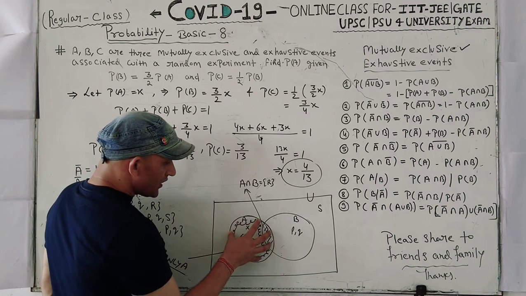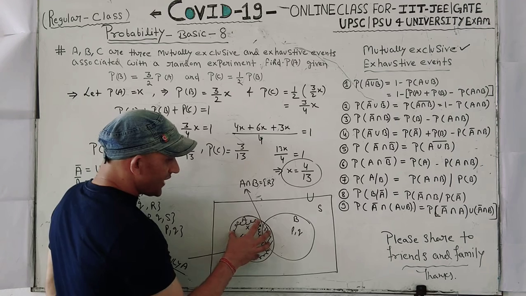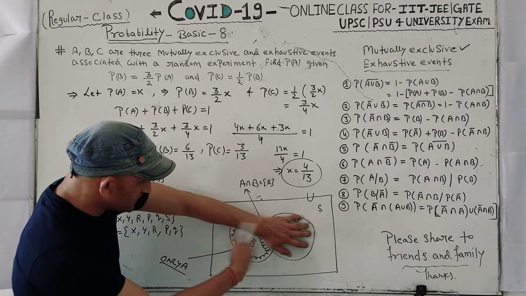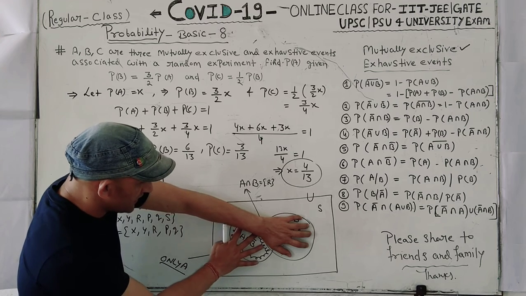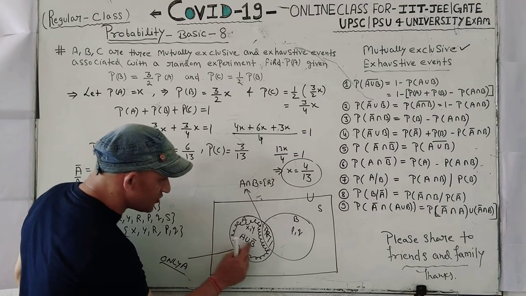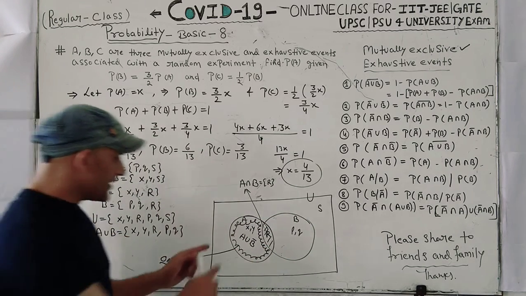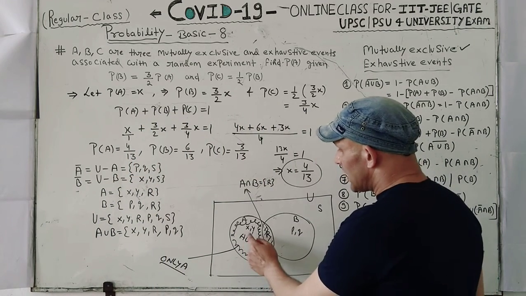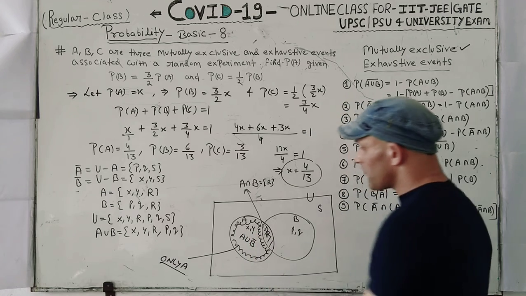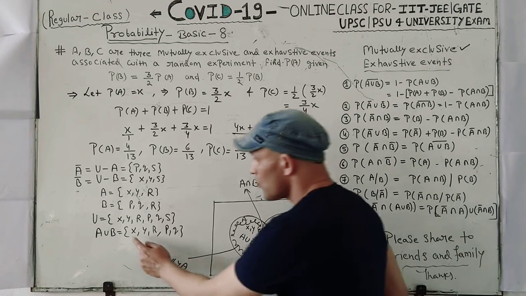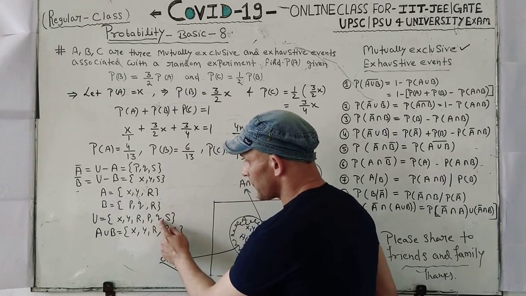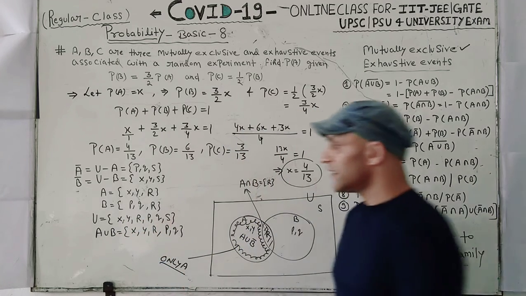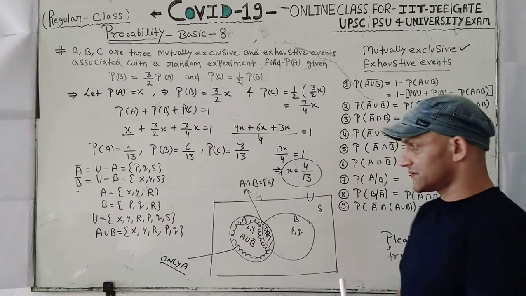So how to solve it? You have to take A and B complement. B complement means this one. B complement union A, that is A union B dash. Its meaning, suppose there are a total of 6 players.